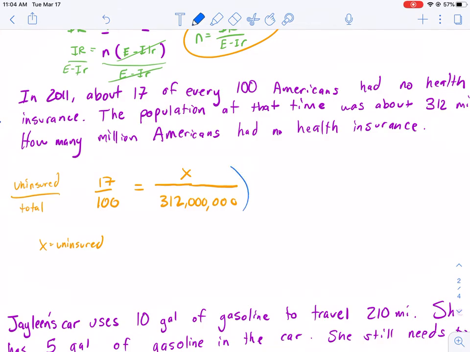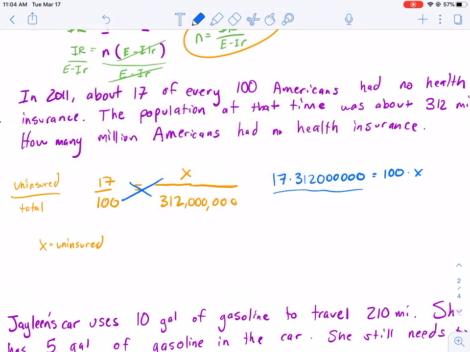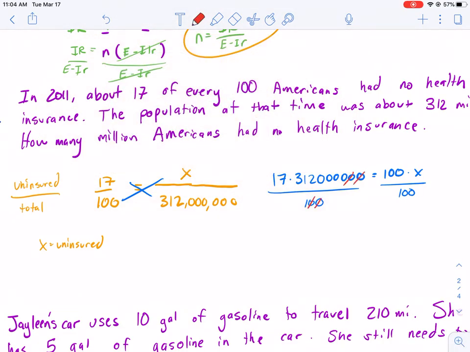So now, how do we get the variable by itself? Well, you can multiply both sides by a common denominator, which works. But in this case, because both sides are a fraction by themselves with one denominator, we can cross multiply. And that actually makes this problem a lot easier. 17 times 312 million equals 100 times X. How do we get X by itself? Well, before I multiply all this out, I might as well simplify a little bit by dividing both sides by 100. When you do that, you can cancel out 2 zeros with the zeros in the 100. So now we just have an easier thing to multiply.